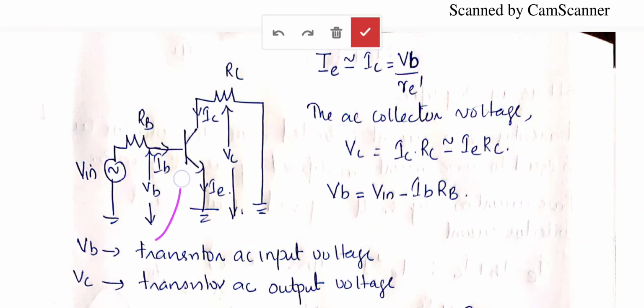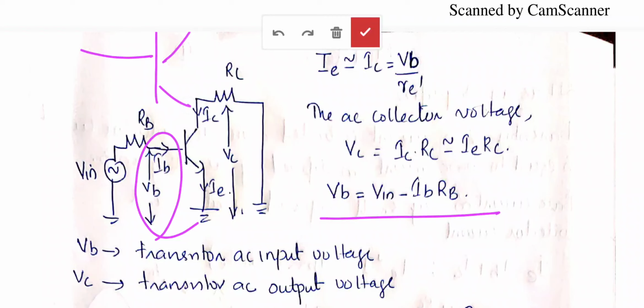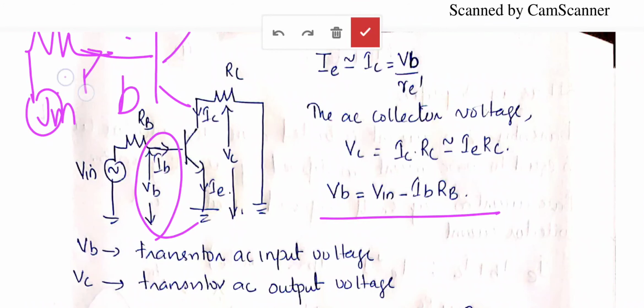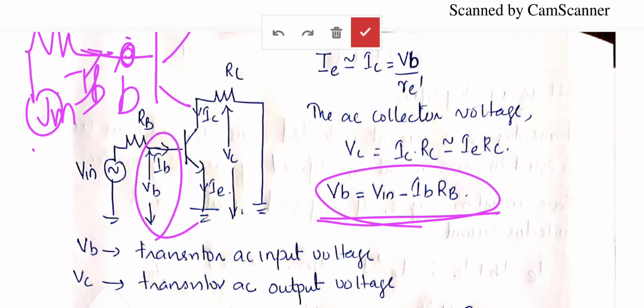And one more equation: what is the voltage available at the base, VB? So this is the transistor base, and we have a resistance here, and we have an input voltage Vin here. Current flowing through this is IB. So what is the voltage available here? VB is nothing but Vin minus IB into RB. So these three equations, remember: emitter current IE is equal to VB by RE dash, VC is equal to IC into RC or IE into RC, and VB is equal to Vin minus IB into RB.